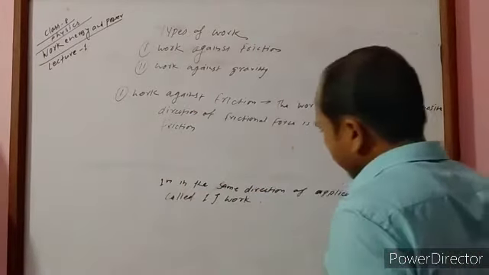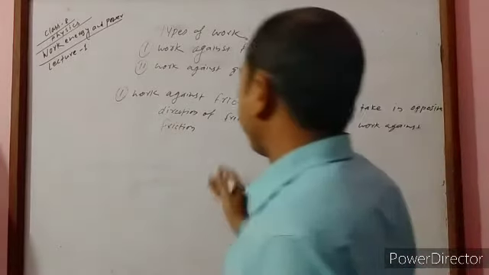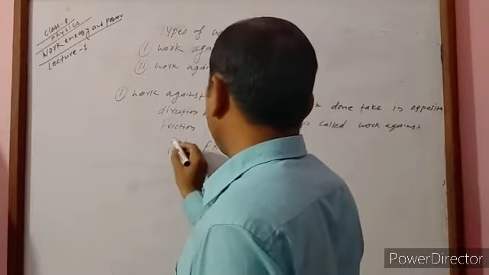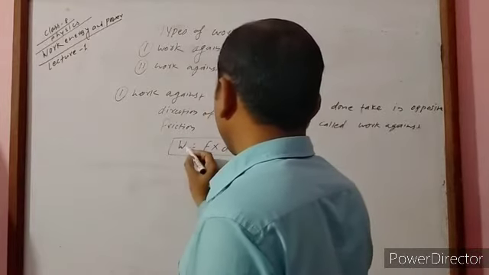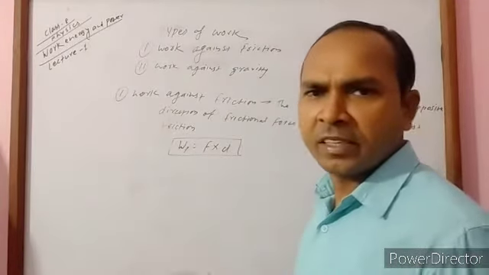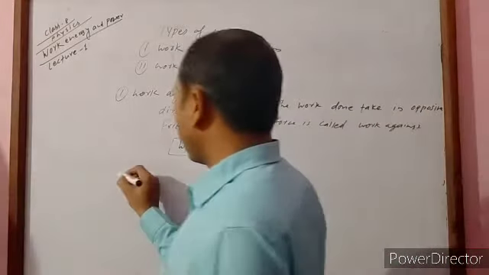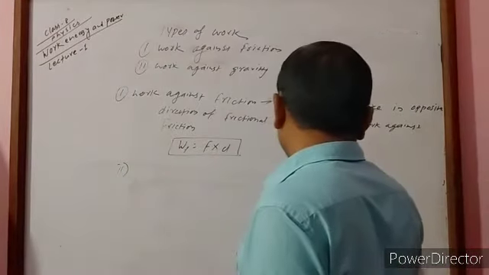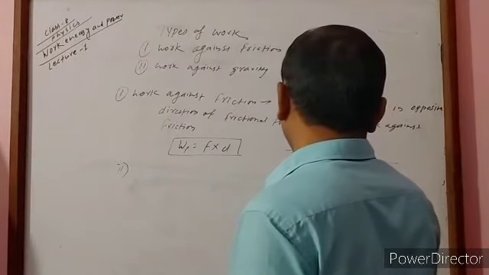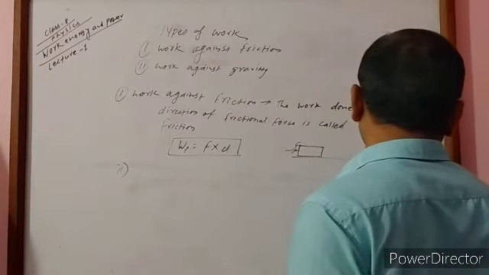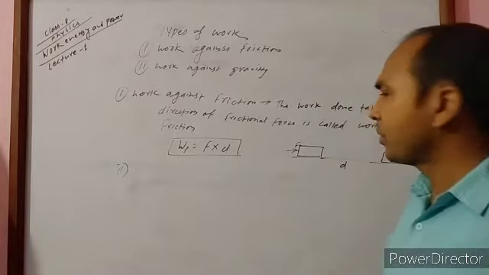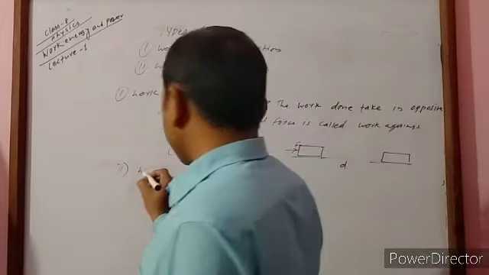And work against friction can be calculated by the formula W is equal to F into d, where W is work against friction, F is the force applied, and d is the displacement that takes place in the direction of the applied force. For example, here is a body, when we apply force F and it displaces here by distance d, then work done is F into d.